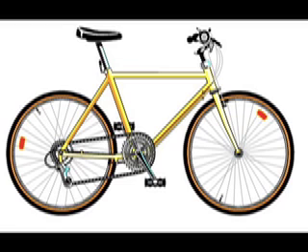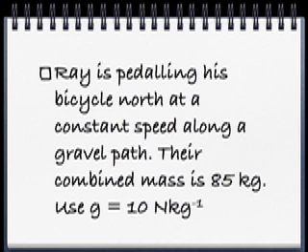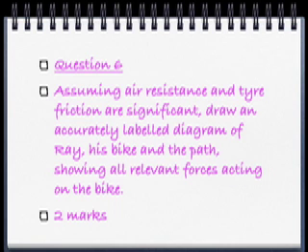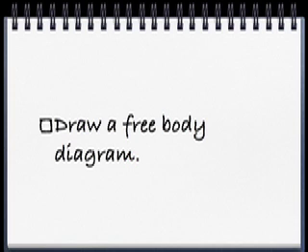Here is the bike problem. So Ray's pedalling a bike north. So direction is going to be important in this question. These are all the different types of forces we need to consider in drawing a free body diagram for this question.